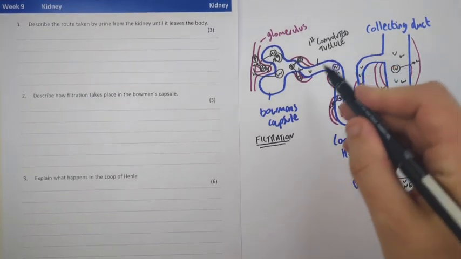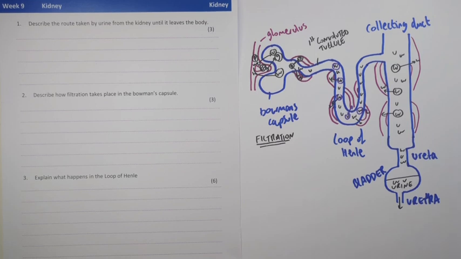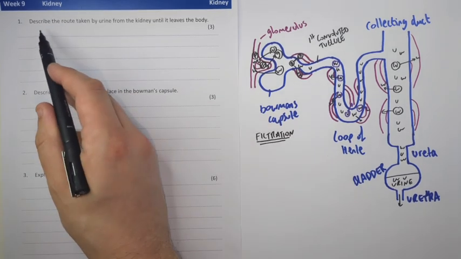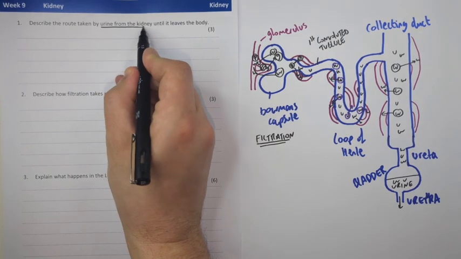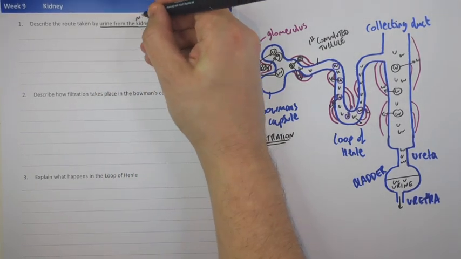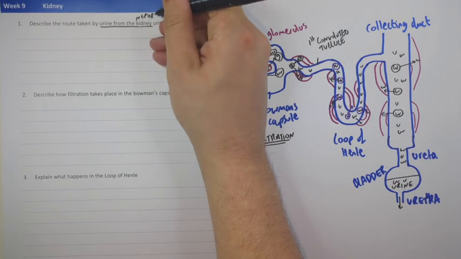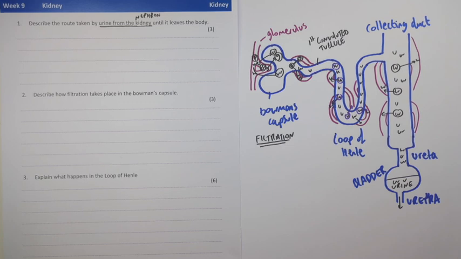So this here is the structure of the kidney. Describe the route taken by urine from the kidney. That could also mean the nephron. So from the kidney till it leaves the body. I am now going to give you, using those keywords there, go.